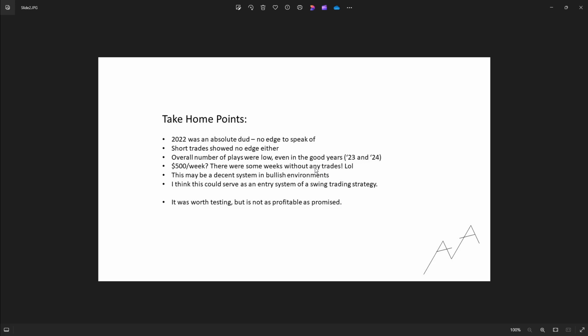my discretion of entries would help the system, and maybe. Although I find that a lot of times discretion will hurt a system, because your stupid human brain will want to do things that don't make sense because of emotions.